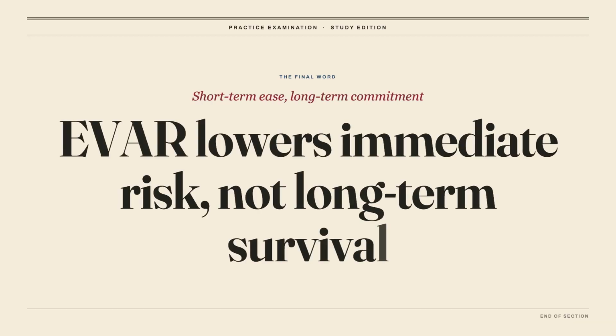The key misconception is that endovascular repair improves long-term survival. It doesn't. Its mortality edge is only in the perioperative period, converging over time as endoleaks and re-interventions catch up.